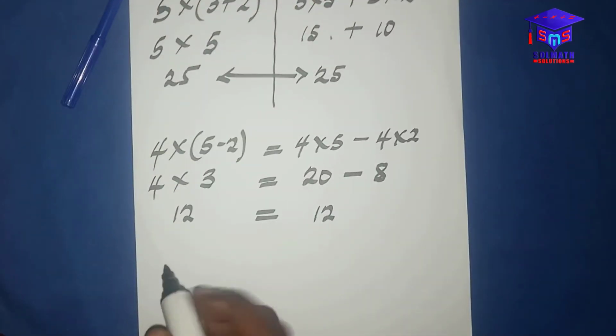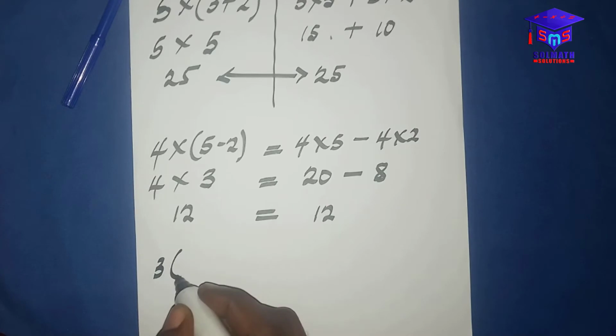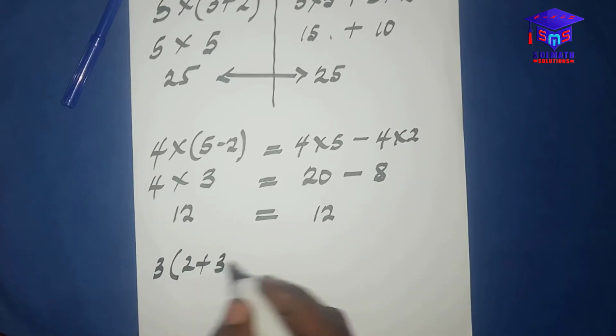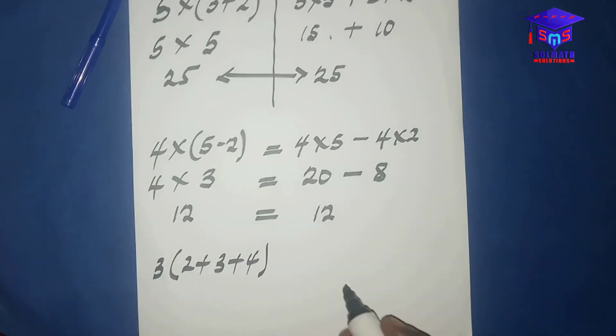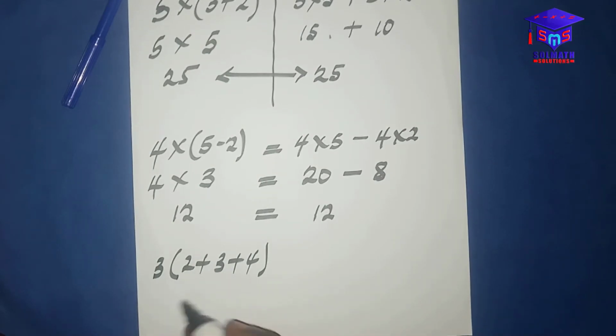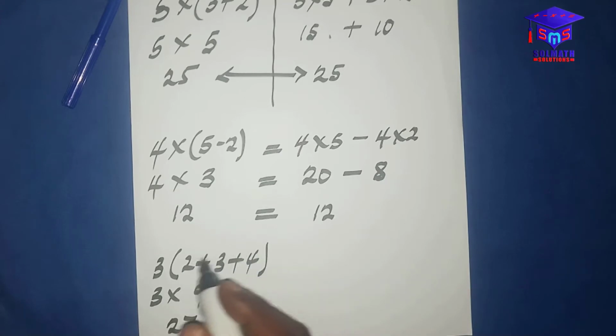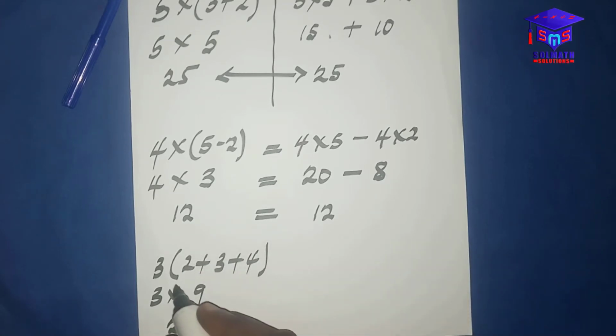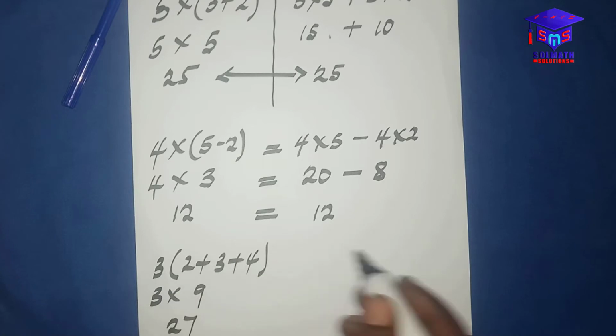You can have something like 3 times 2 plus 3 plus 4. You can simplify this using the basic order of operation method that we know, such as 2 plus 3 is 5, plus 4 is 9. Then we have 3 times 9, which is going to give us what? 27.